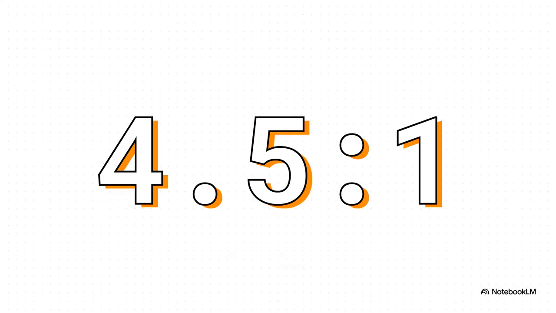Okay, so here's the first number you absolutely have to know: 4.5 to 1. That is the minimum contrast you need between normal-sized text and its background. It's the hard and fast pass-or-fail line. Seriously, if you take away just one thing today, make it this number.